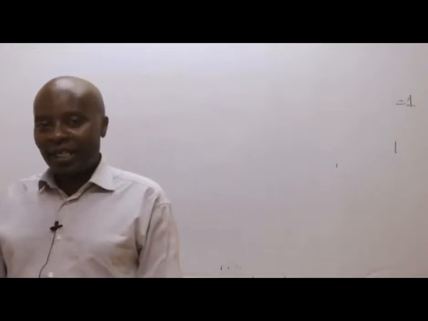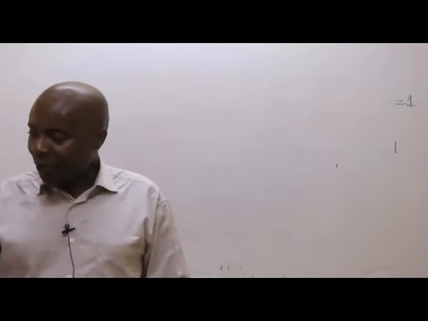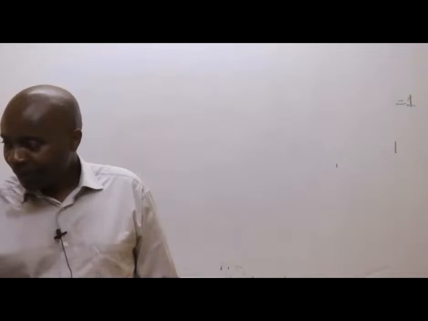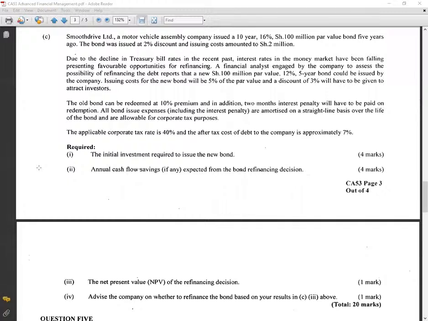Let me tell you a secret, which is very important here. Once you know the secret, you know all the bond calculations. When given a question like this, always start with number 1. It asks for annual cash flow savings, if any, expected from the bond refinancing. And how do you do this? Just calculate the interest for the old bond, and give us the tax benefits therein.